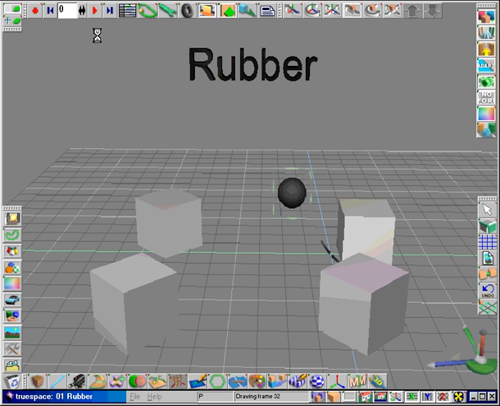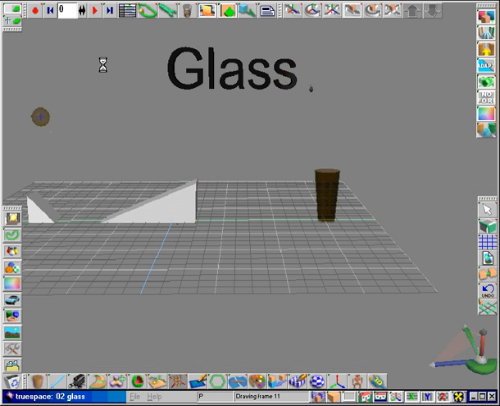Rubber is good for objects that you want bouncing around for a while. It stores its kinetic energy a lot longer than its other counterparts. Glass is good for objects that are hard, really smooth, and travel fast.